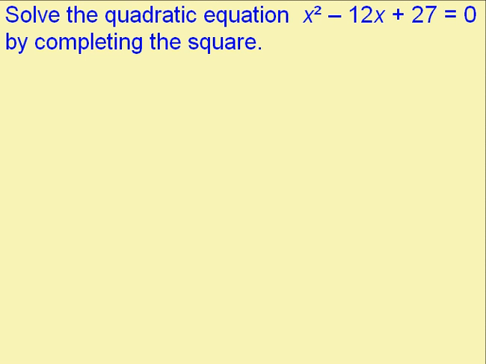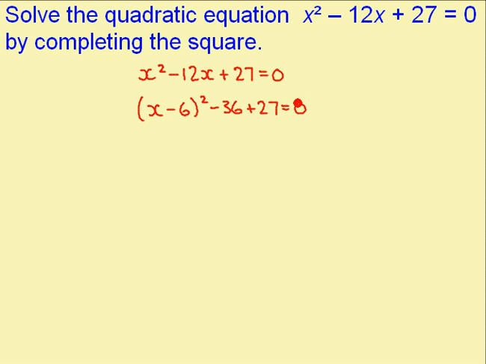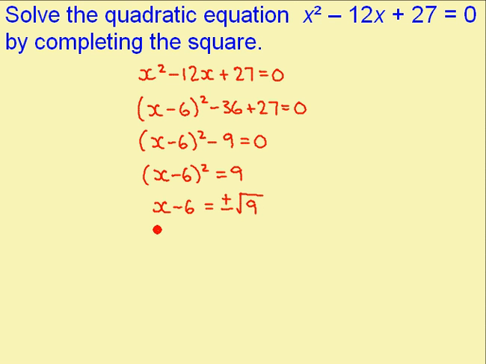You should have started like this. Now I need to square root both sides. I get x minus 6 on this side, and on this side, don't forget, it's plus or minus the square root of 9. So I've got x minus 6 equals plus or minus the square root of 9, which is 3. Now I get x equals 6 plus or minus 3, and this gives me my two answers, 6 plus 3, which is 9, and 6 minus 3, which is 3.